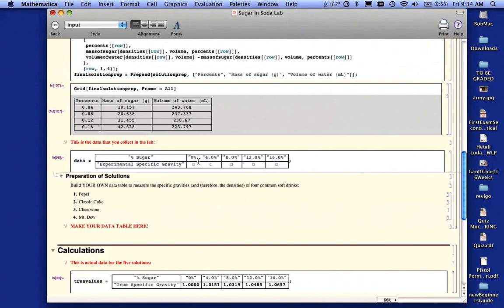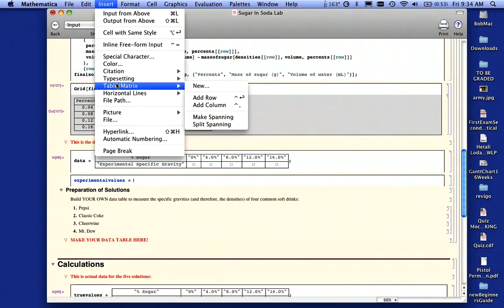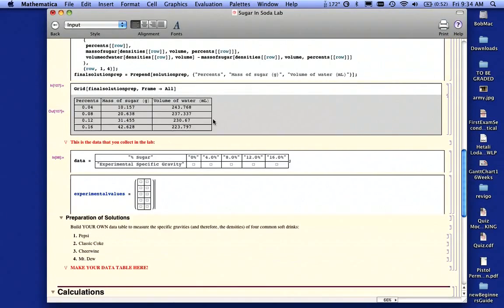All right. I'm going to do something here. I'm going to set up a new table called experimental values. I'm going to make this a little bit cleaner than the one I gave you. So I'm going to come down here and insert a new table matrix, and I want there to be 5 rows with 2 columns, okay? And what I'm going to put in here is my data.